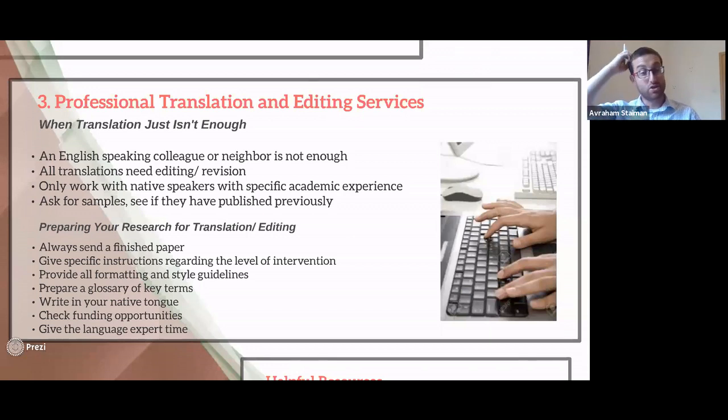Prepare a glossary of key terms, right? Oftentimes, ironically enough, the most challenging part for the translator or editor are the specialized, very unique and niche terms that they may not know, which you actually do know, and are easy for you because you've read all the research and you're familiar with the terms. So you have two options. Either you can write a glossary, a separate glossary, which is helpful.